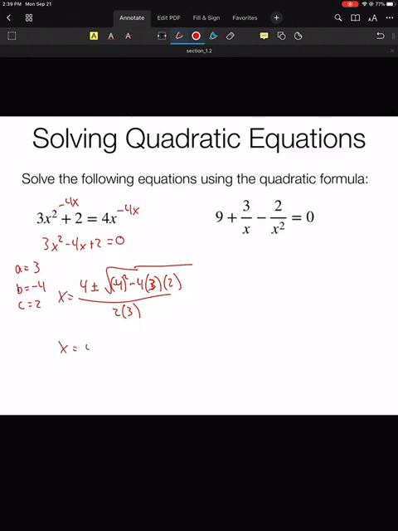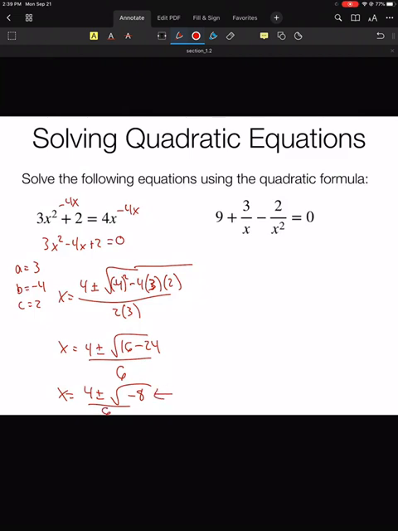X equals 4 plus or minus the square root of 16 minus 4 times 3 is 12 times 2 is 24, all divided by 6. And then I simplify further. 4 plus or minus the square root of 16 minus 24, and 16 minus 24 is negative 8. Negative 8 all divided by 6.